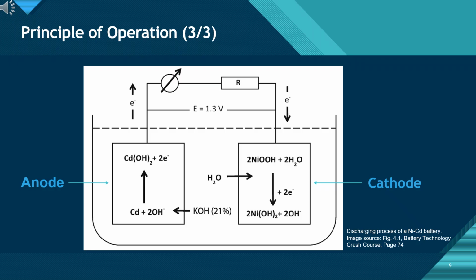During discharge, cadmium releases electrons and nickel oxyhydroxide accepts them, producing a steady 1.2 to 1.3 volts per cell while the electrolyte KOH stays unchanged. During charging, an external power source drives electrons back into cadmium hydroxide and nickel hydroxide, restoring them to cadmium and nickel oxyhydroxide, ready for another discharge cycle.